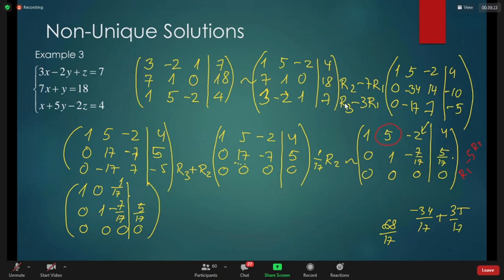So that will be 43 over 17. So now I have something like this. So x plus 1/17 of z equals 43/17. That's the first equation. The second one is now y minus 7/17 times z equals 5/17. So in principle, what I see, I can express x and y in terms of z. And this is what we do in this method.